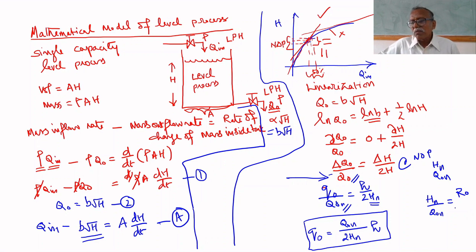Hn by Q naught nominal equal to R naught. R naught is the resistance for outflow rate. That can be represented in the diagram as R naught. That resistance is in that valve, the hand valve. We are assuming, actually, it is in the pipe also, but we are assuming that it is concentrated.